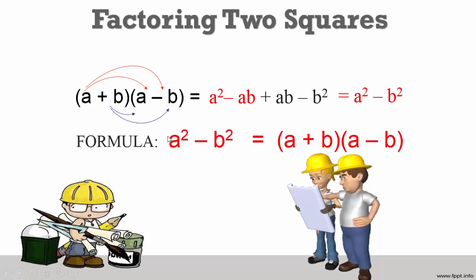This gives us the formula: a squared minus b squared is equal to a plus b times a minus b, where a squared is a square, and b squared is a square, and the negative means that it's the difference between these two. And that's how we get the name, the difference of two squares.